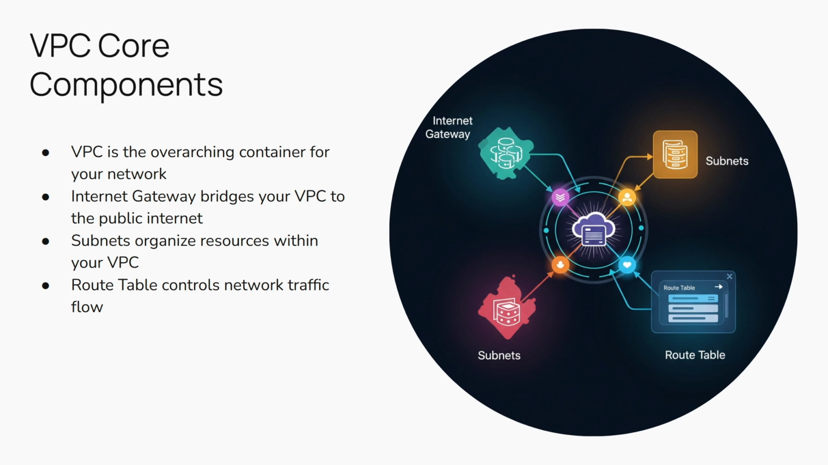So third, we have the subnets, which are simply ranges of IP addresses within your VPC. We will use those to organize our resources. And finally, the route table, which acts like a traffic controller, telling our network where to send the traffic.